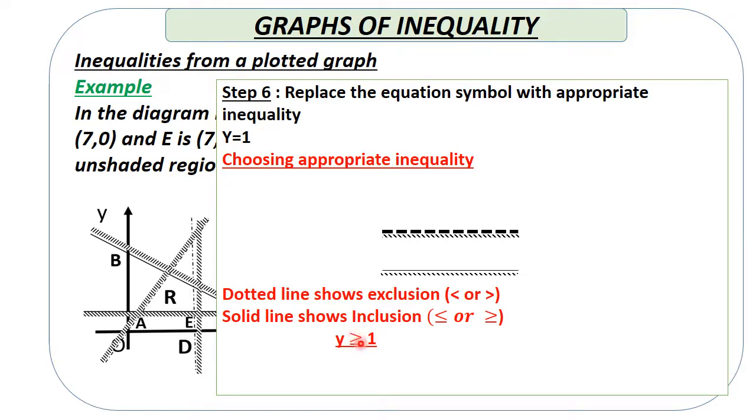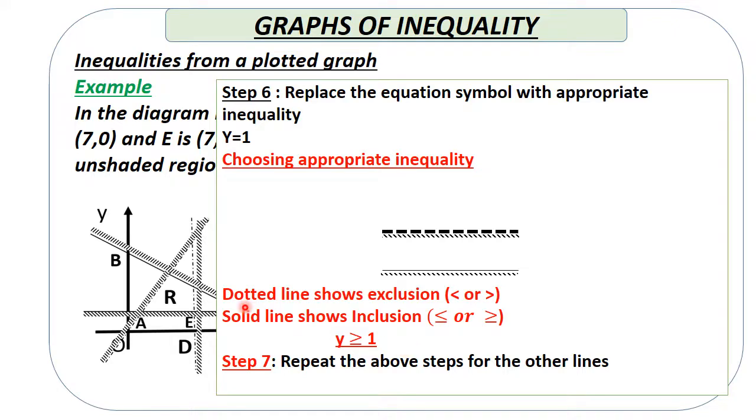Y is greater than or equal to 1, because the region of interest is on the upper part, not on the bottom part. So this is how to deal with choosing the appropriate inequality. Now let's take a look at the other lines. So step 7, repeat the above steps for the other lines. You do the same for the other lines, but for vertical and horizontal lines, we don't have to do all this. We just write the equation.